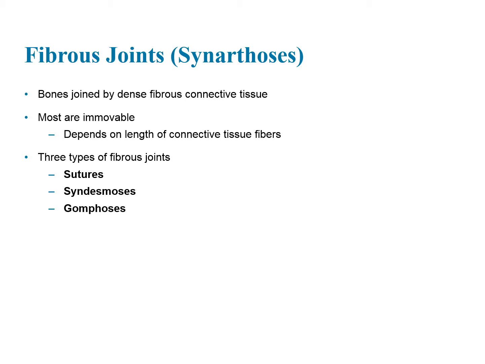So the thing that classifies your fibrous joints is that the bones that make up the joint are joined by dense fibrous connective tissue. Most are immovable, but how immovable they are depends upon the length of the connective tissue fibers that cross the joint. There are three types of fibrous joints: the sutures, the syndesmoses, and the gomphoses.